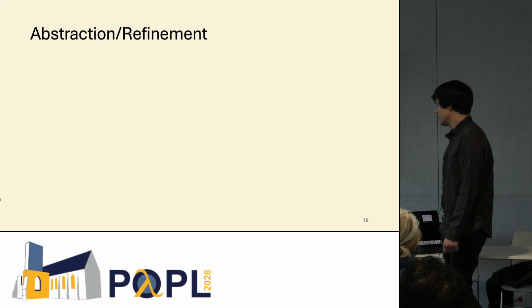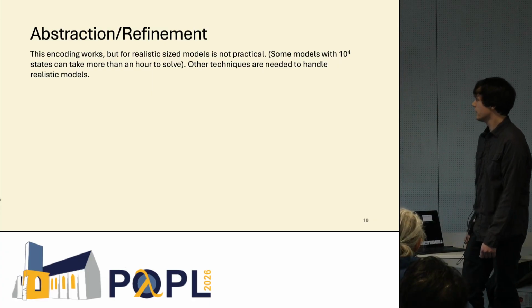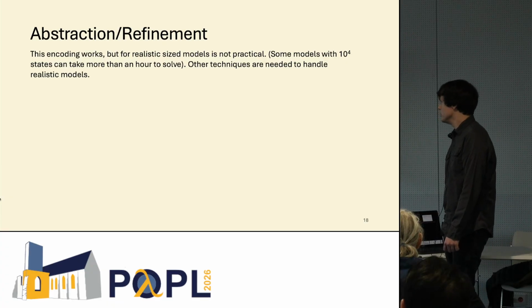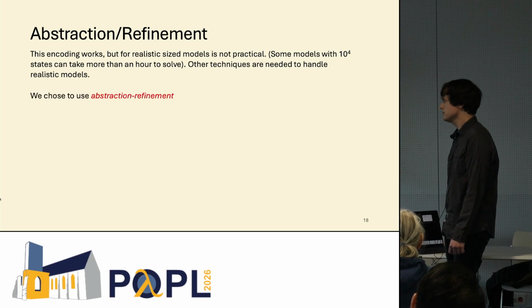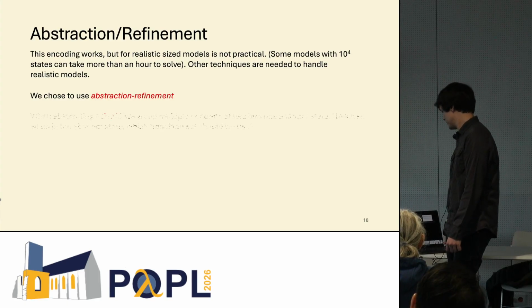However, this does not necessarily work well for larger models. In some of our test cases, we have about 6,500 states, and it takes longer than an hour to solve. So we needed to use other techniques to handle more realistically sized models. In this case, we chose to use abstraction refinement.